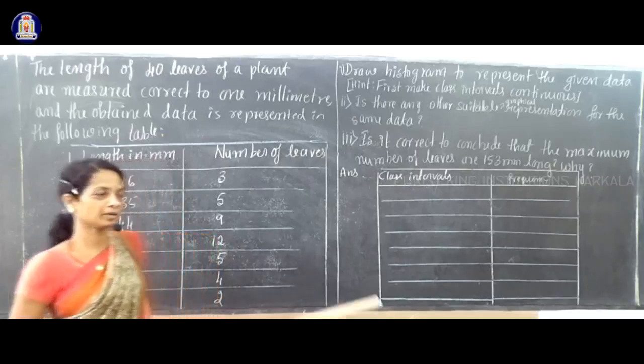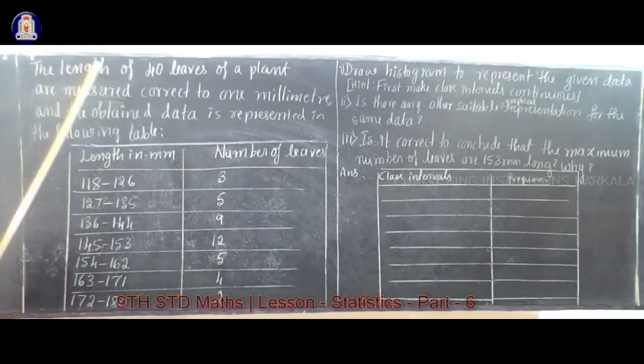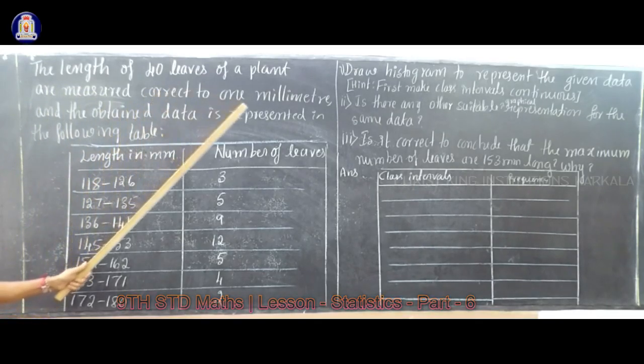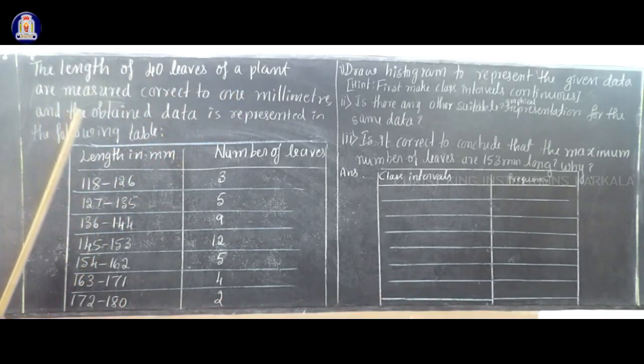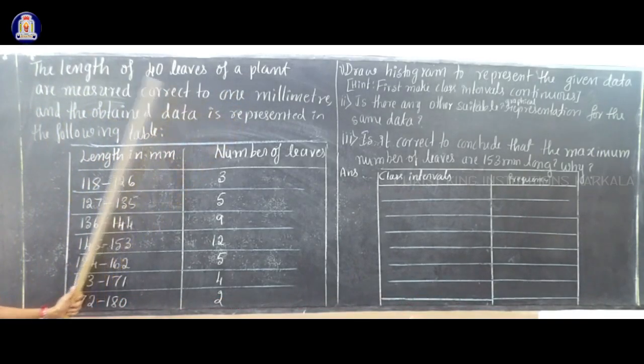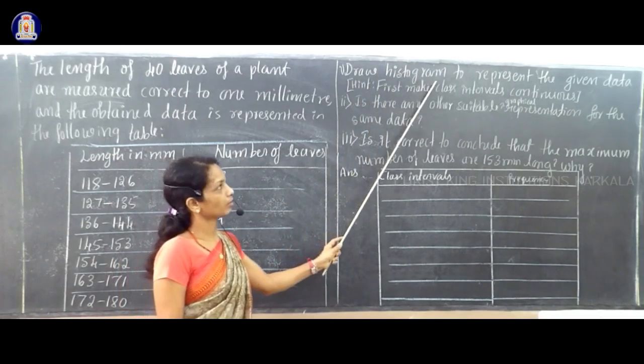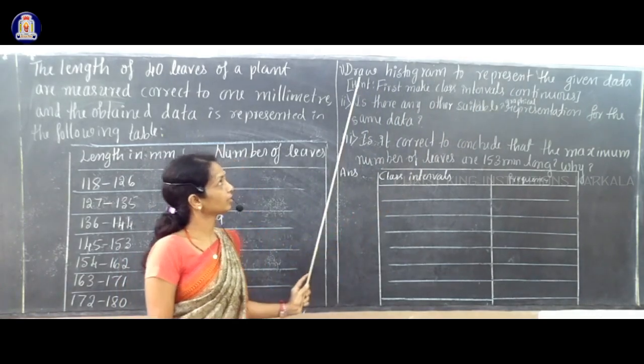The problem under a histogram is this one. The lengths of 40 leaves of a plant are measured correct to 1 millimeter, and the obtained data is represented in the following table. You are given a table like this, and for this, draw a histogram to represent the given data.